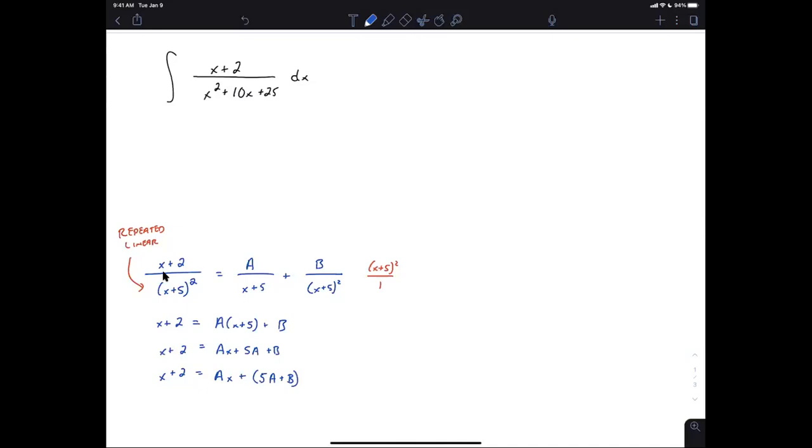Okay, so now from here, a has to be 1. So we get a equals 1, and then 5a plus b has to equal 2. Well, the way you solve this one is a little bit more straightforward because we already know what a is. So you plug a into the second equation, and you get 5 times 1 plus b equals 2. So then b is negative 3. Does that make sense?